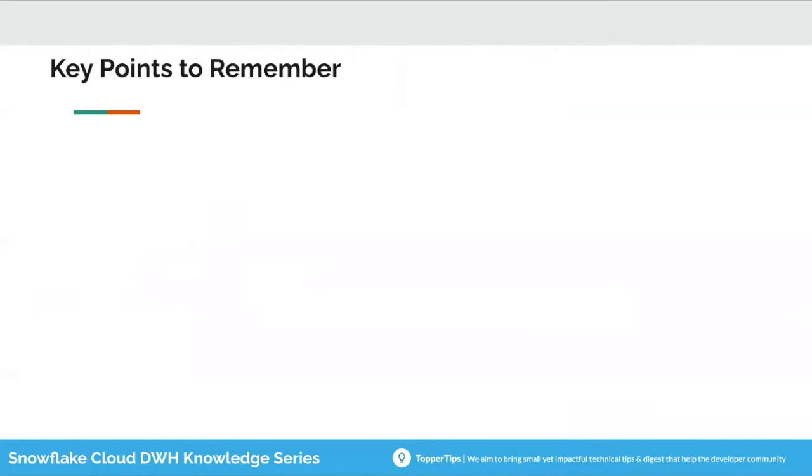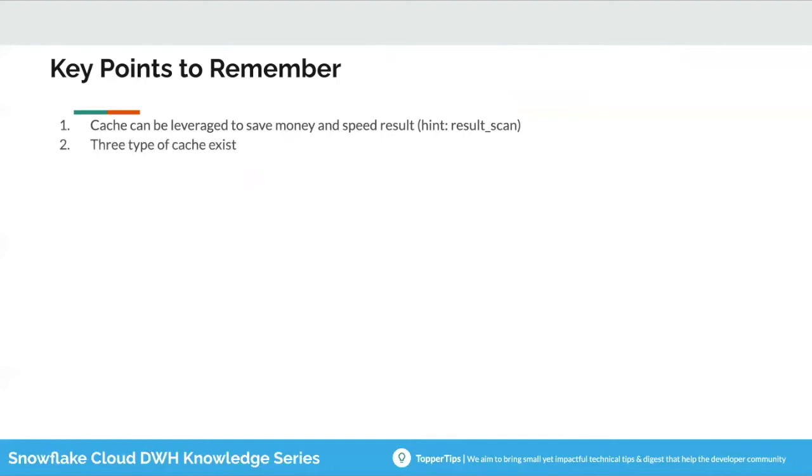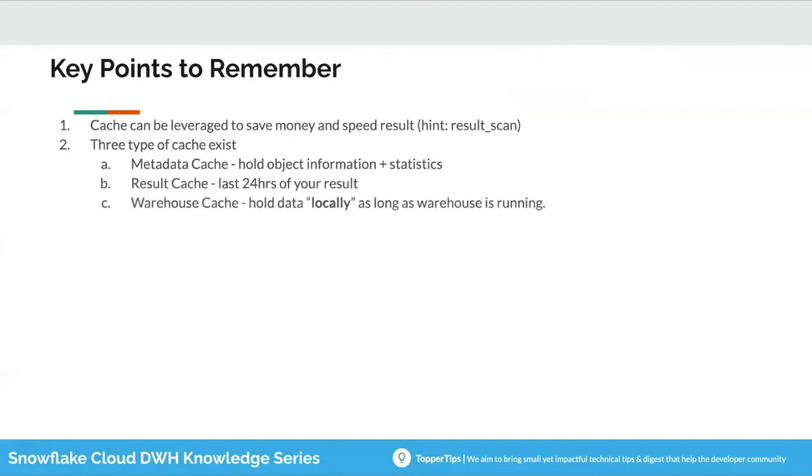Key points to remember here. Cache can be leveraged to save money and speed up the result. I will talk about the result scan function later in the discussion. Three types of cache exist. First is the metadata cache, which holds object information and statistics. The result cache lasts 24 hours. The warehouse cache holds data locally as long as the warehouse is running.